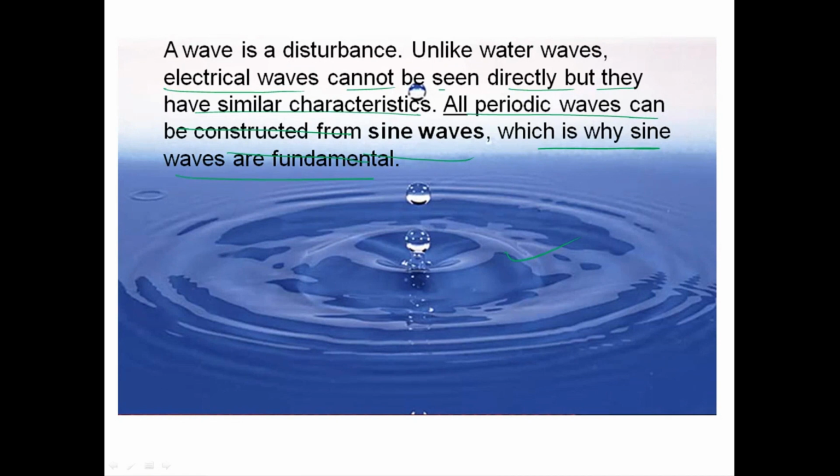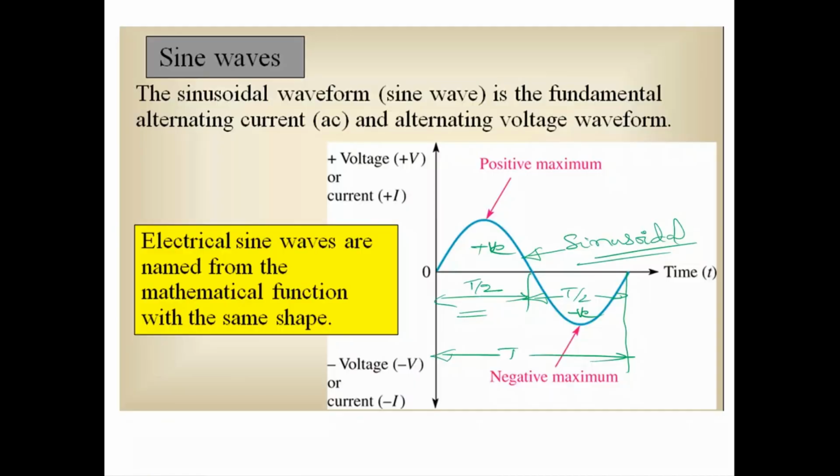Now the question arises, what is meant by a periodic wave? If you look at the previous diagram, a periodic wave is a wave where the same cycle of positive and negative portion is repeated. When it is repeated, it is called periodic. So the sinusoidal waveform is periodic. The same cycle will be repeated like this.